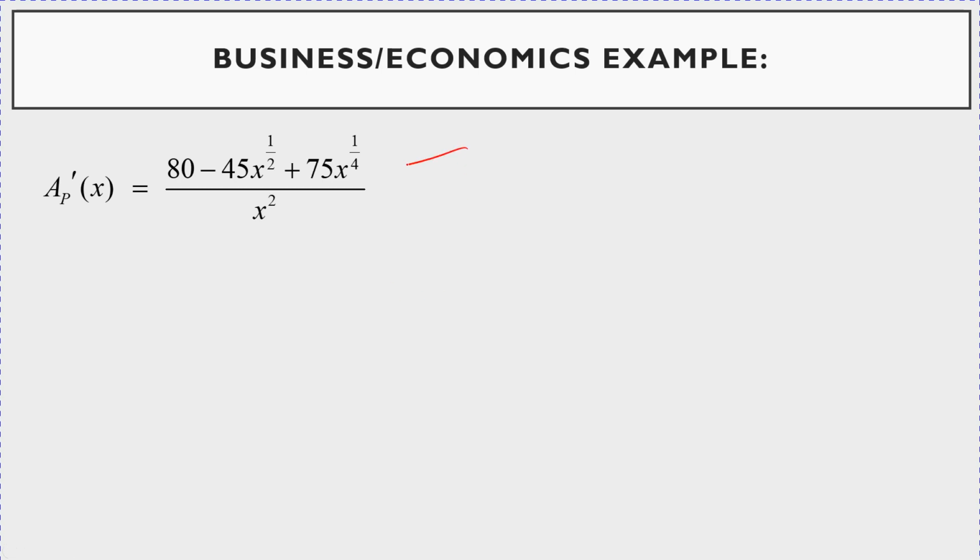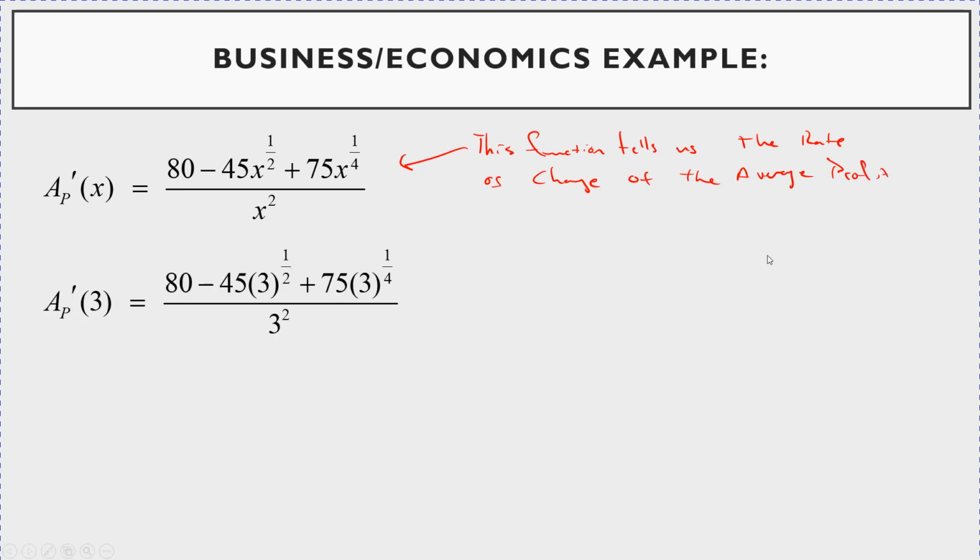So what this function tells us is the rate of change of the average profit. So then if you want to find the rate of change of the average profit you're making when you have 300 geraniums, well, remember, you're just going to plug in 3. So literally you're just going to put in 3 for x. Then you'll grab a calculator to help you. And when you do, this is what you'll get.